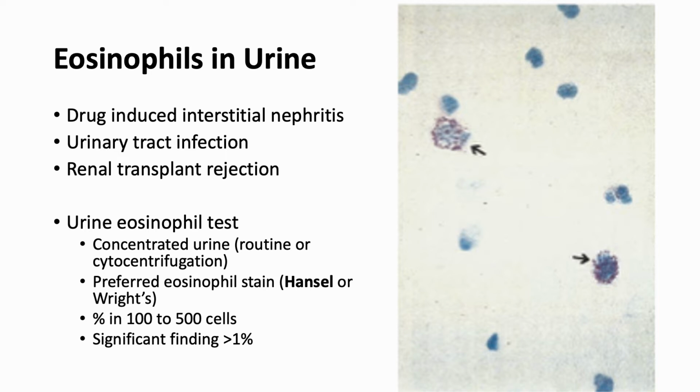So eosinophils can also be identified in the urine, but these entail the use of special stains, and the preferred eosinophil stains would be the Hansel stain, or the Wright special stain can also be used on a concentrated urine, that can be a routine urinalysis specimen or a centrifuged urine specimen. More often than not, the eosinophils are counted in 100 to 500 cells, and a significant finding would be more than 1%. Eosinophils in the urine clinically imply drug-induced interstitial nephritis or a urinary tract infection, and they can be seen in renal transplant rejection.